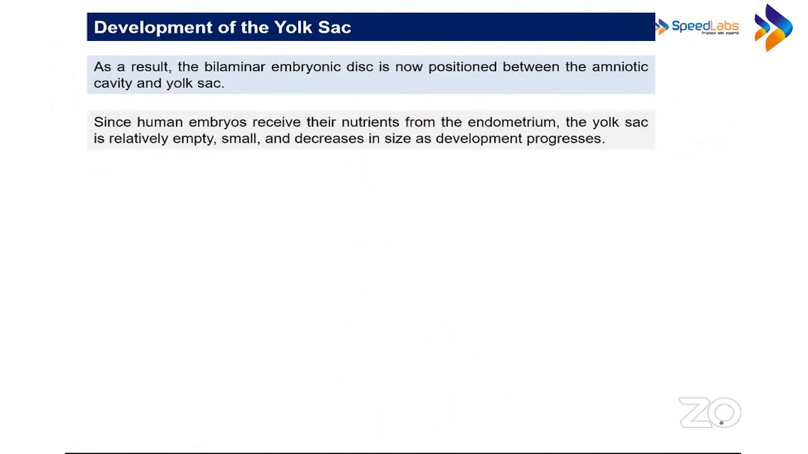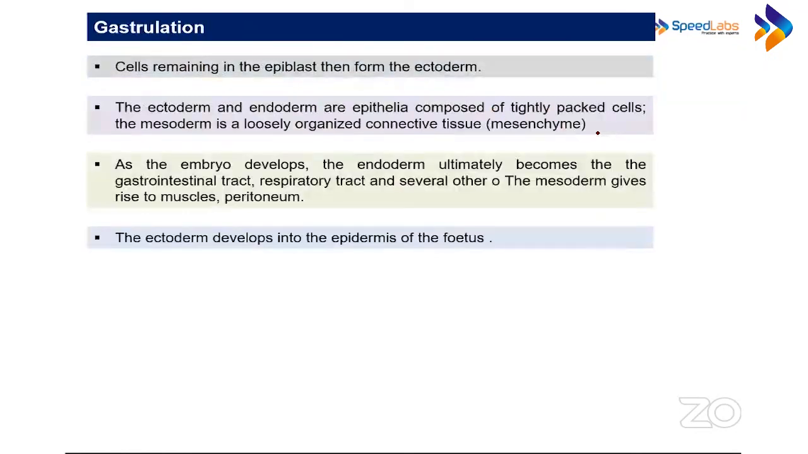So we had done till here. So you can see as a result the bilaminar embryonic disc. Bilaminar means epiblast plus the hypoblast. It is now positioned in between the amniotic cavity and the yolk sac. So the yolk sac arises from the hypoblast and the amniotic cavity arises from the epiblast. Since human embryos receive their nutrients from the endometrium, the yolk sac degenerates. So it is relatively empty, small, and decreases in size. As compared to other animals, we do not have a functional yolk sac.